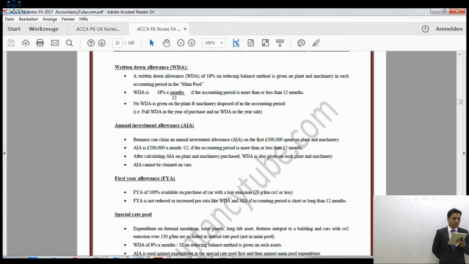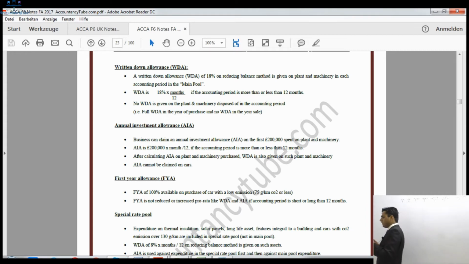After that, there is annual investment allowance. Annual investment allowance is a lump sum of £200,000 every year. So if you spend £200,000 on plant and machinery, that will come under annual investment allowance. That is a straight capital allowance. We will be calculating capital allowance in different ways: one is annual investment allowance, then writing down allowance, and after finishing the question, we will accumulate the total capital allowance, which will be deducted from our trading profit.